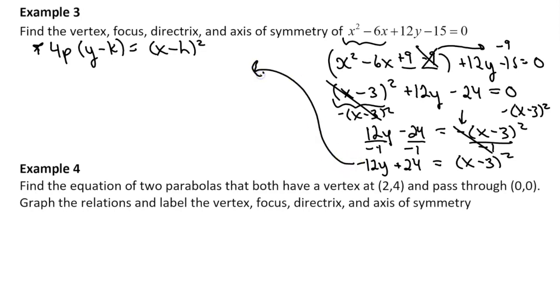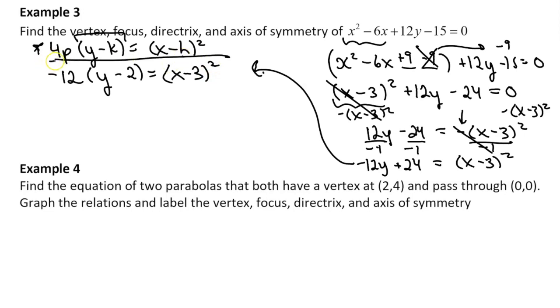If I go up over here, the negative 12y plus 24, we want to factor out something so that we have it in a cleaner form, like this y minus k form right here. So let's factor out a negative 12. And if we factor out a negative 12, then we'd be left with y subtract 2 equals x minus 3 squared. I'm going to put a box around this, and this is the equation of what we're looking for.